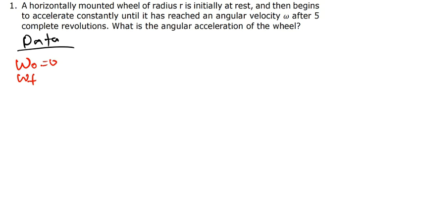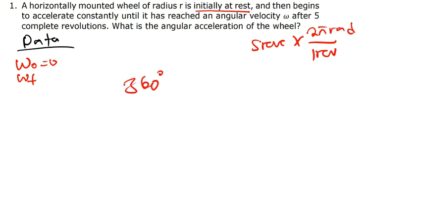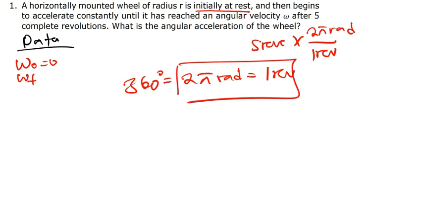It started initially at rest, meaning the initial was 0, after 5 complete revolutions. In most cases, I want you to understand that we're going to be converting the revolution to radians. So how do we convert? In one revolution we have 2 pi rad. 360 degrees is 2 pi rad, which is one complete revolution. I will be using this conversion in physics, while in math we use degrees.